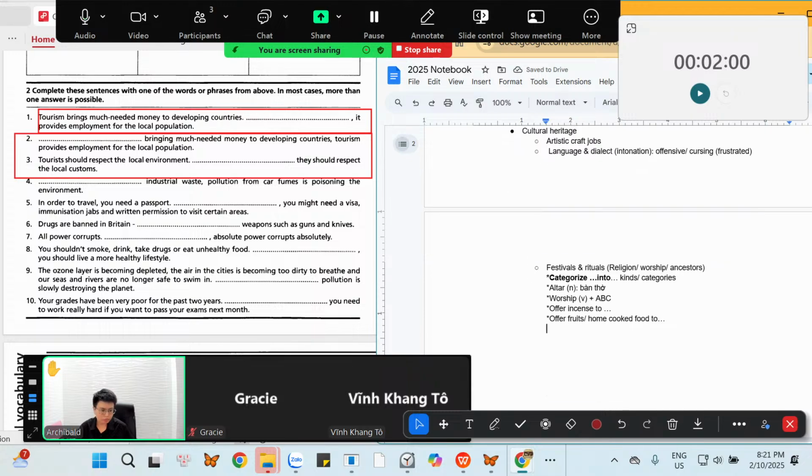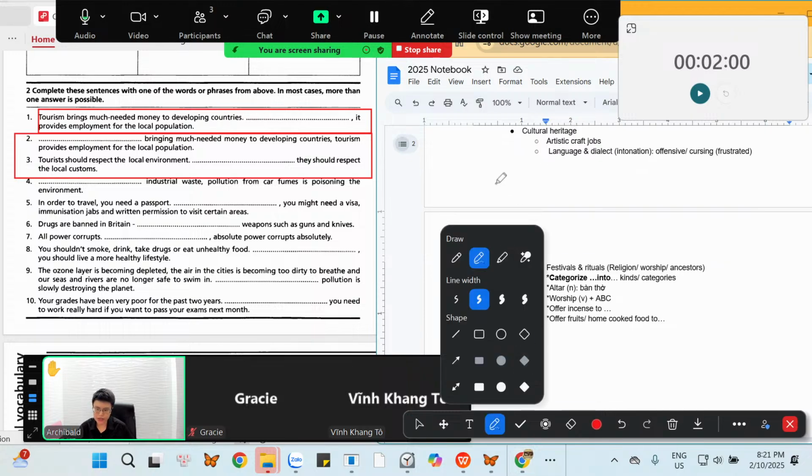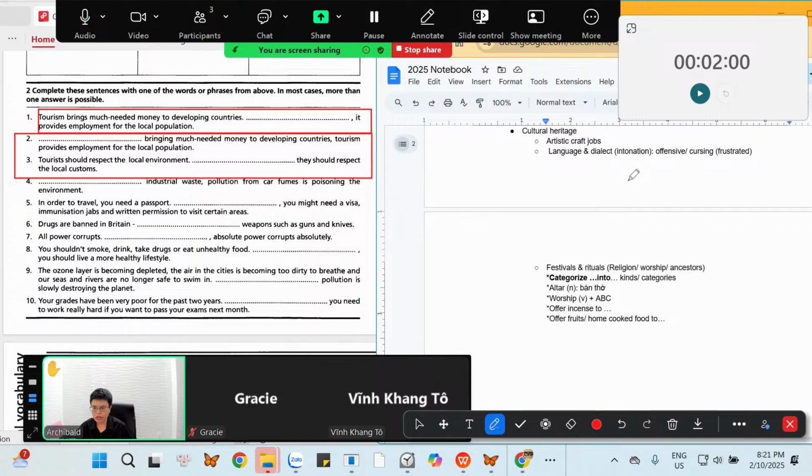Alright guys, once again the topic today is what are the benefits of tourism to developing countries. And here we are speaking of festival and rituals, religion, worship, and ancestors. These are the key words collected from my talk. So let's go, guys. Show me your thoughts. The first question is Bill. Let's go, Bill. 2 minutes for you.